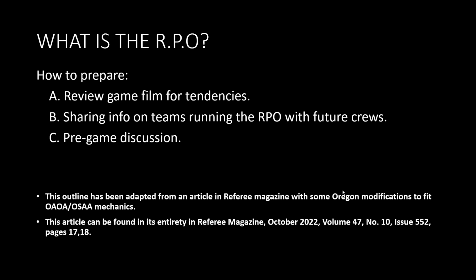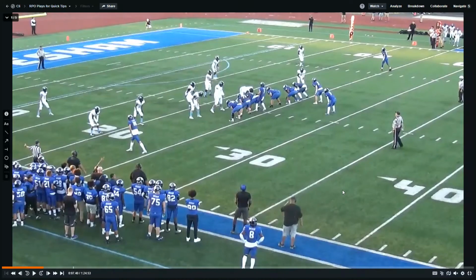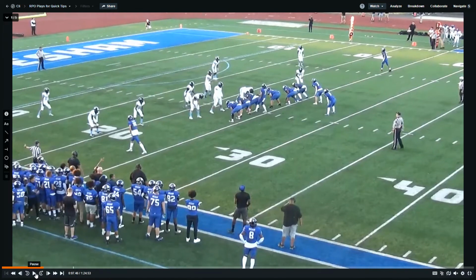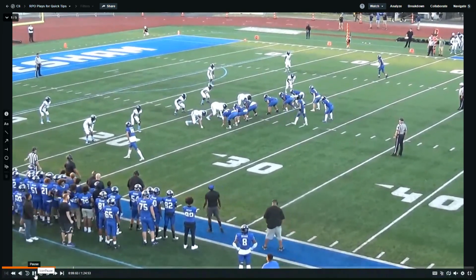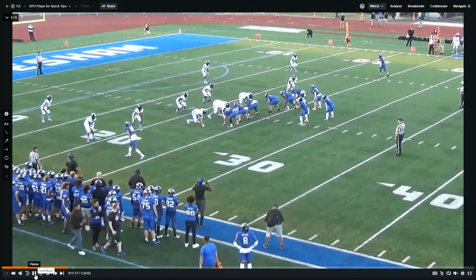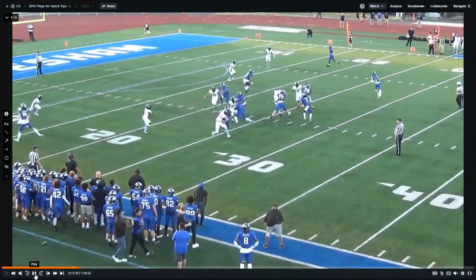So with that said, let's take a look at a handful of clips here. And as we mentioned before, all RPO plays start with a run. So we're going to notice here where the quarterback, this is going to be an RPO play, and they're going to run. Let's pause it here real quick.